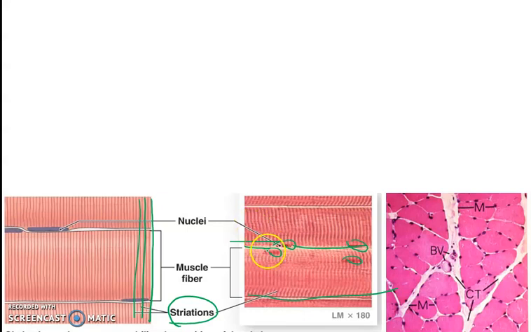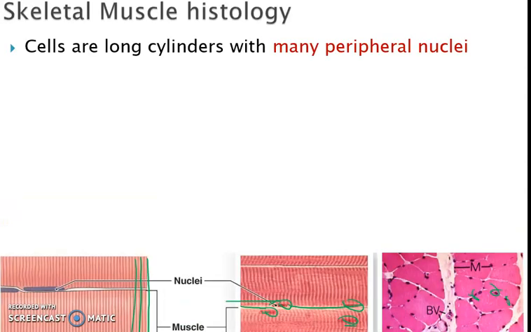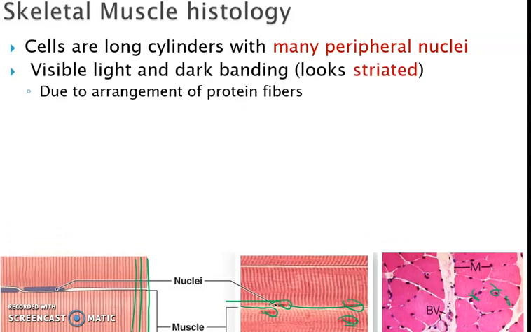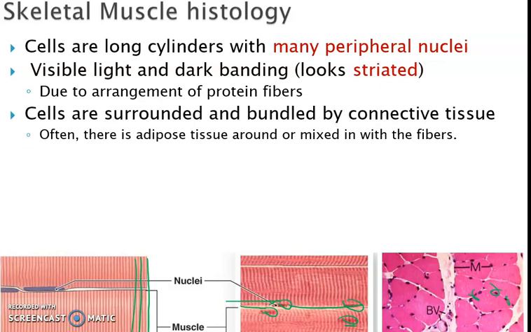And anything else you notice? Wow, that cell has at least 2 nuclei in this little tiny segment. Oh my goodness, look at all those nuclei. It is multinucleated. Skeletal muscle is long cylindrical cells with many peripheral nuclei. Visible banding pattern called striations. And they're surrounded by bundles of connective tissue, like so. And there's often adipose.